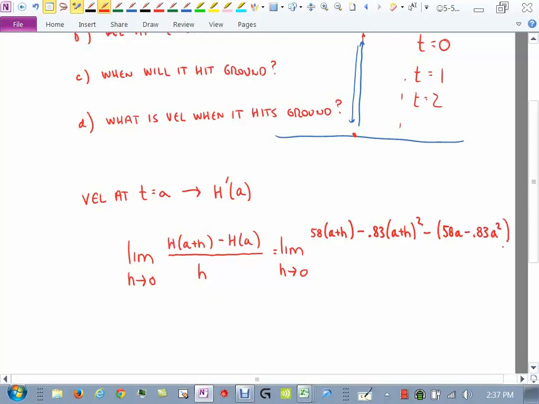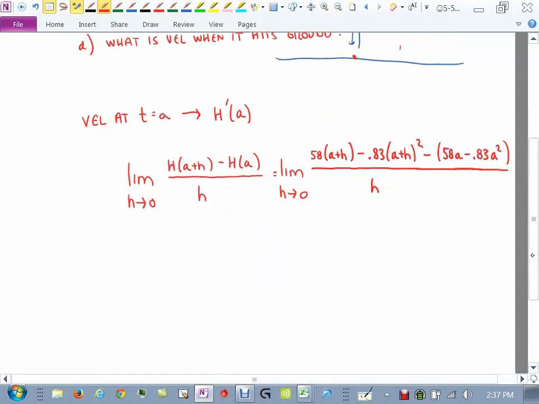Now, I'm going to save you some time and just write down what all that is. You have to multiply this out, distribute, expand that, and then distribute the negative through here. If you do all that, you'll get 58, and things will cancel out, and this is what you'll be left with. I'm not going to show what cancels. Minus 1.66ah minus 0.83h squared, all of this over h.